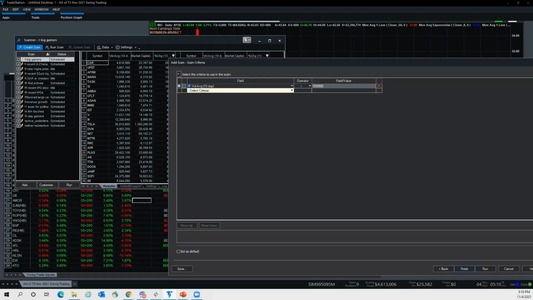Then I'm going to go to capitalization. It's another little folder here. Market capitalization greater than 5,000, which is 5 billion, because it's in millions. Next, I'm going to go to price.